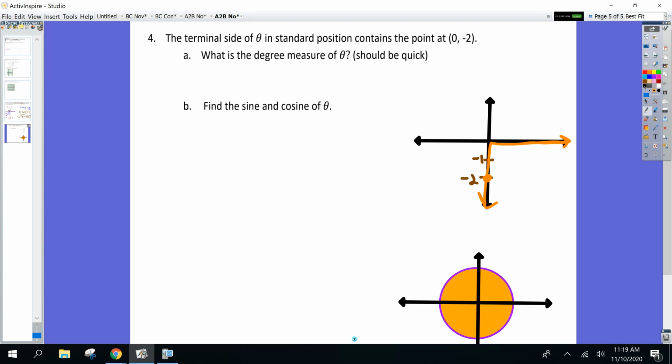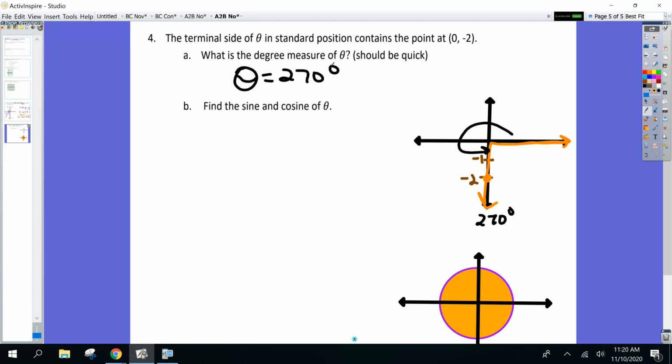And I said this should go quick because it should. What degree measure is that? Look where it landed. 270, right? 270 right here. That's your angle. We don't have to do any inverse here. Absolutely not. That's going to be 270. Everyone okay on how I know it's 270 there? Landed right on the line.